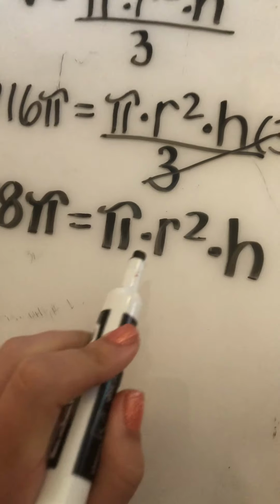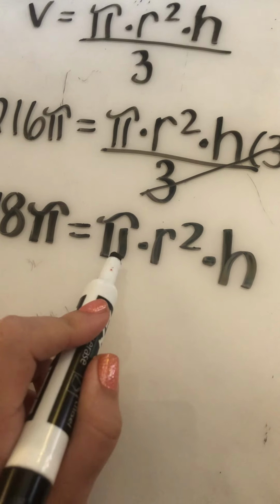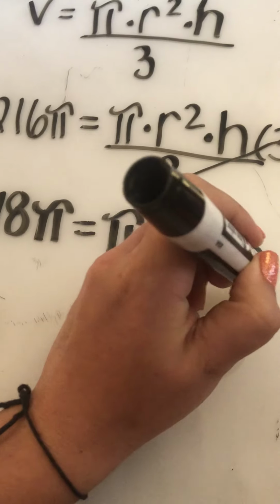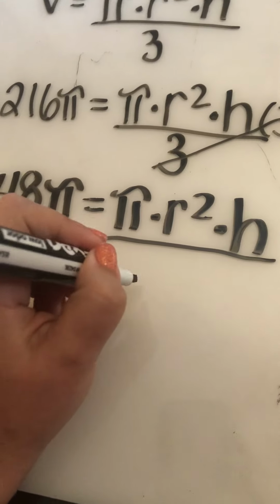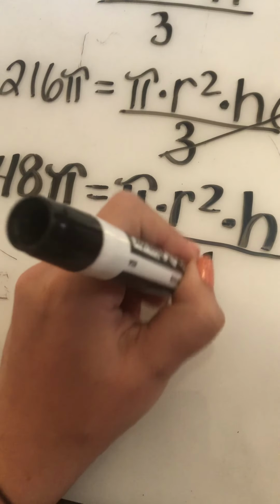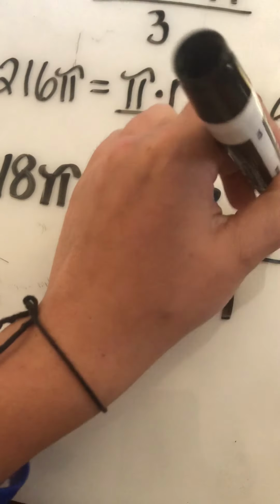Now remember, our goal is to get radius isolated, so the operation happening to the radius is multiplication, so we're going to inverse by dividing by the values that are multiplying the radius. So that would be pi and h. So pi over pi will cancel, h over h will cancel.